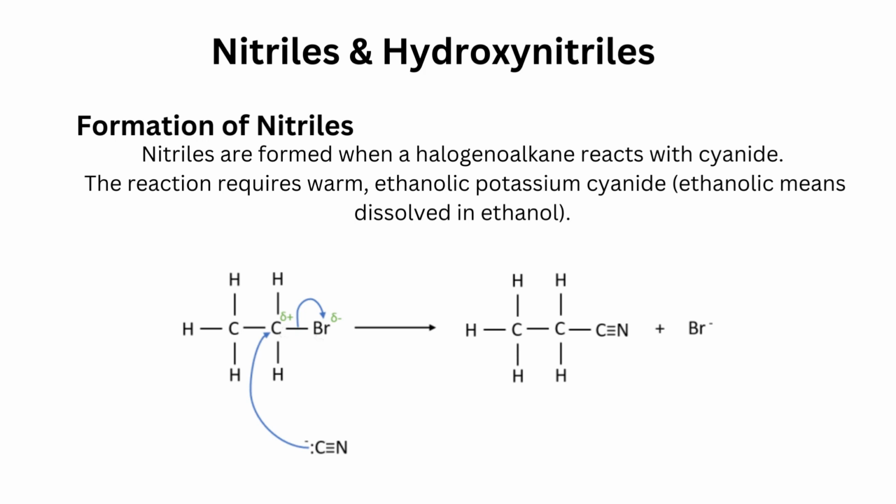Nitriles and hydroxynitriles. Formation of nitriles. Nitriles are formed when a halogenoalkane reacts with cyanide. The reaction requires warm ethanolic potassium cyanide. Ethanolic means dissolved in ethanol. The reaction is shown over here: bromoethane reacting with cyanide ion to form propane nitrile.